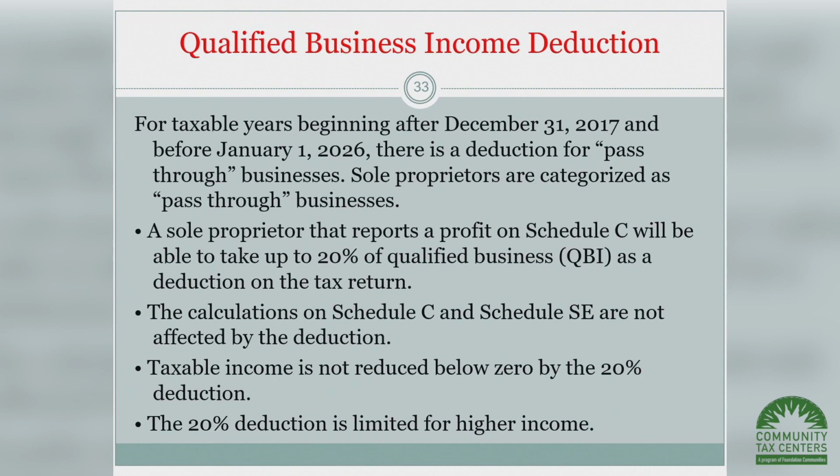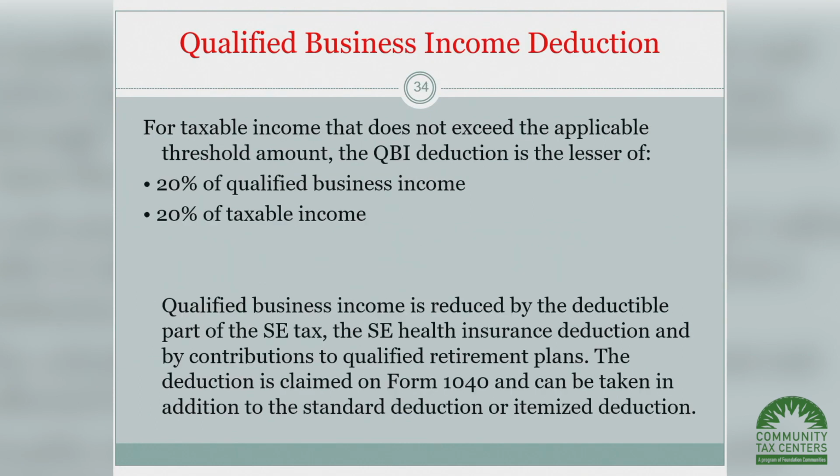Taxable income is not reduced below zero by the 20% deduction. And the 20% deduction is limited for higher income. Again, this is just informational. TaxLayer is going to automatically compute this for you. Okay. Any questions? A little bit more information. Okay. It has to be the lesser of 20% of the qualified business income or 20% of the taxable income. Okay, let's go to a poll question.